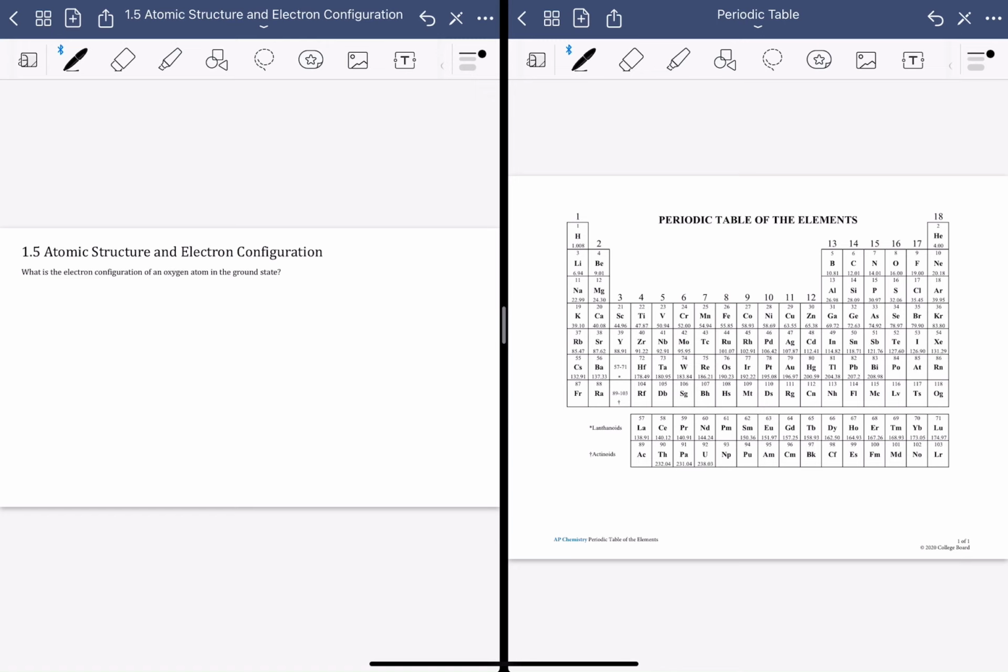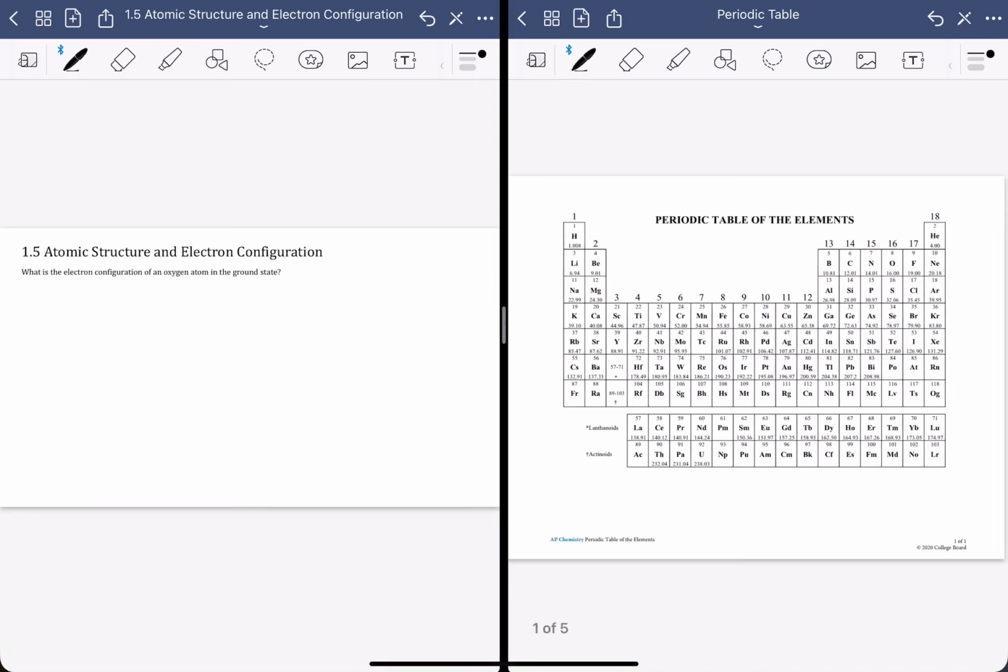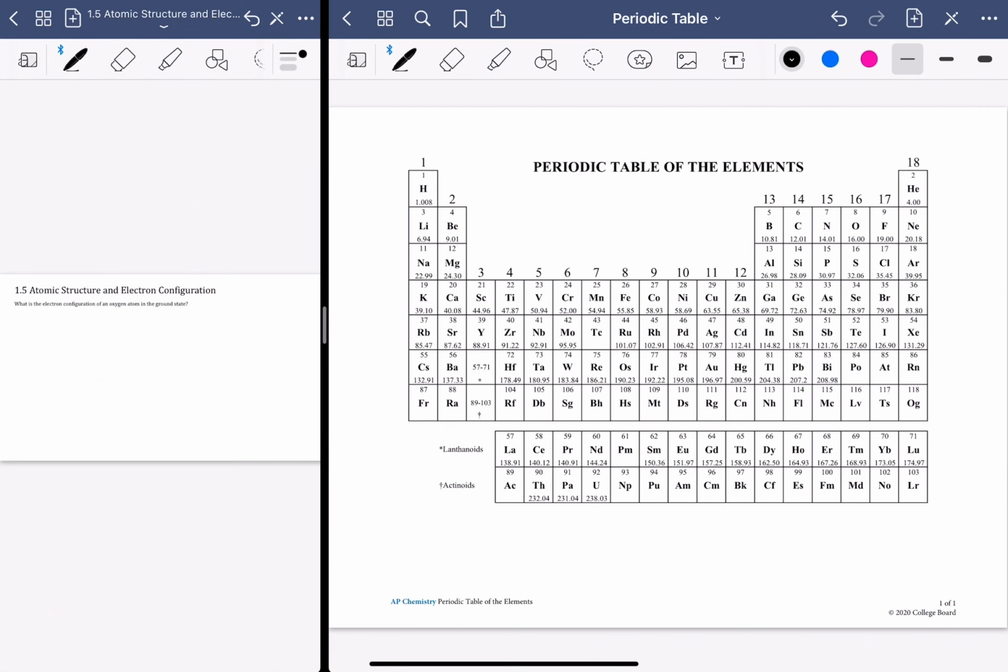What is the electron configuration of an oxygen atom in the ground state? And before we go on to this problem, I want to explain what electron configuration is. So electron configuration represents how many electrons are in the given element represented by the problem.